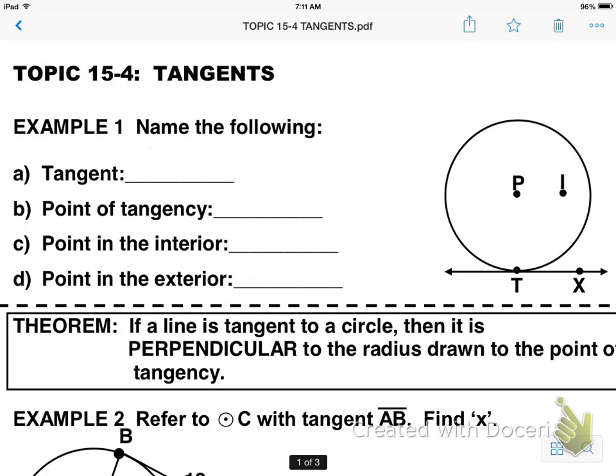This unit on tangents, it's not that bad. We just have to remember how to use Pythagorean's theorem.